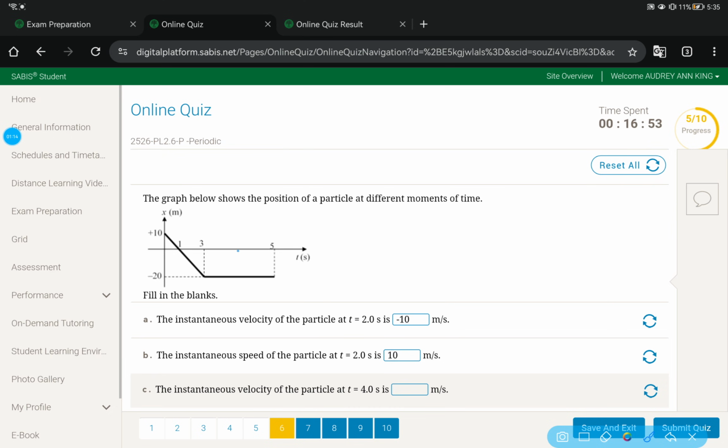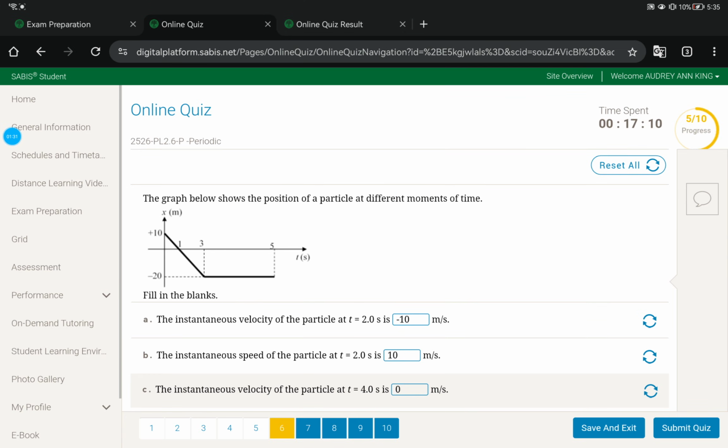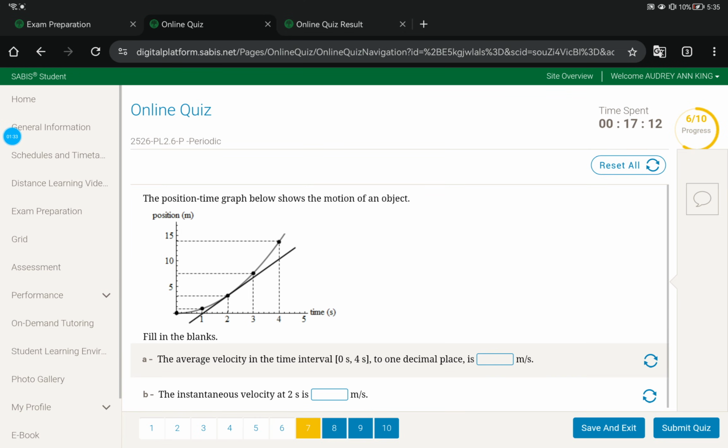The instantaneous velocity of the particle at time 4 is, so at time 4 we can see that the line is here, and at time 5 and 3 they're both at negative 20. So if they're both at negative 20, do negative 20 minus negative 20, you're going to get 0, meaning that the answer's going to be 0. You can't do 0 over anything.